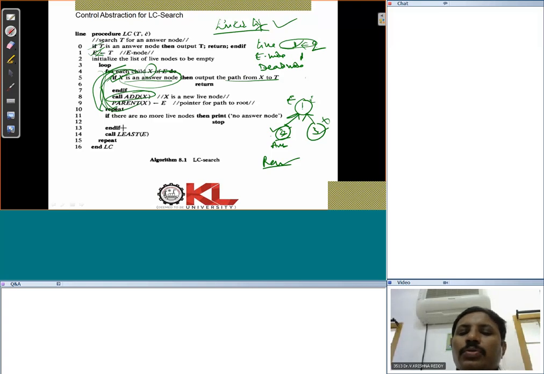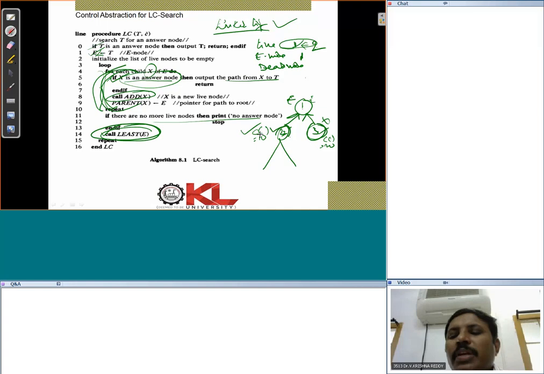After that, if there are no more live nodes, it means no answer node. Which node do we have to select next out of 2 and 3? After generating 2 and 3 as per our simple example, which node we have to expand next is based on the cost function, whichever cost is least. Suppose this cost is 10, this cost is 20. The least cost value is what we have to expand. There is no concept of LIFO, last in first out, and no concept of FIFO. Out of the set of live nodes, based on the LC search, whichever node's cost is least, whether the first one, middle one or last one, that node we have to expand next.